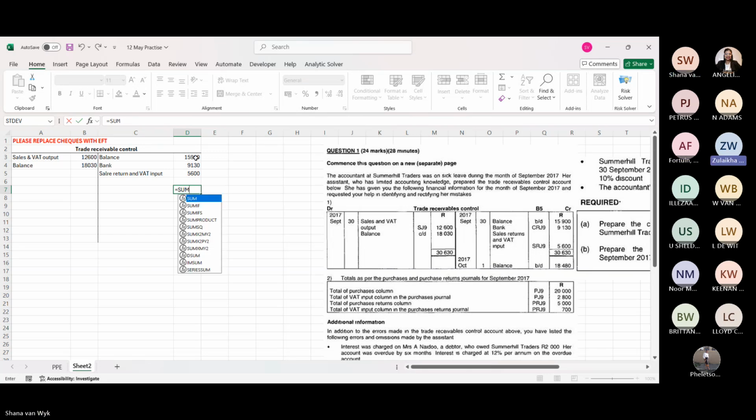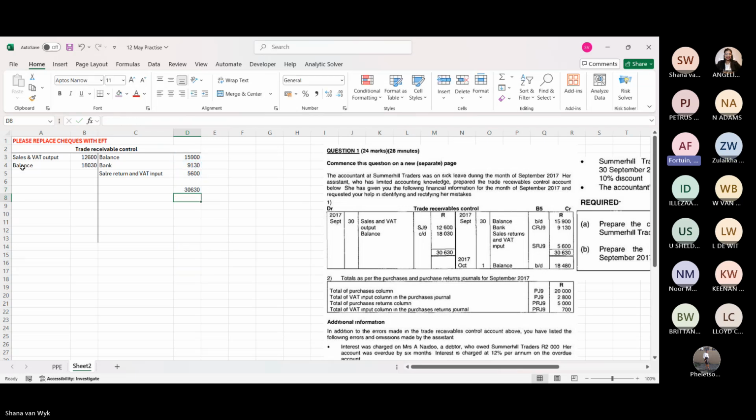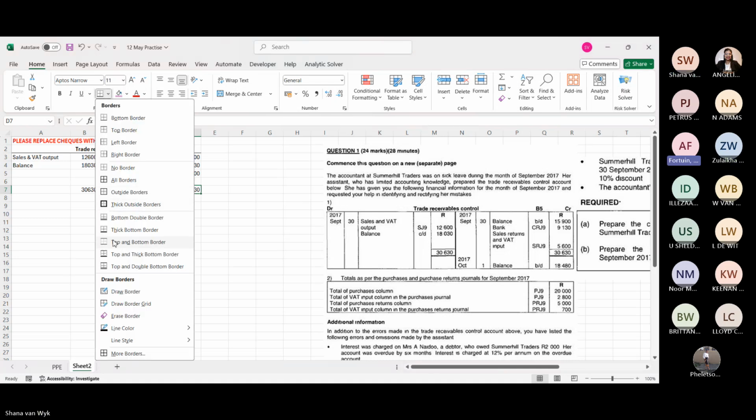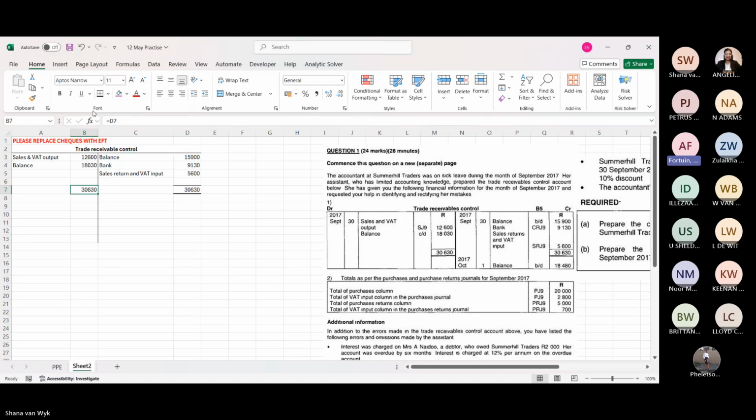Go auto sum right down to the bottom. Oh, we must. Yes, we must because it's coming back to us. Oh, sorry, I'm looking at this credit side. Sorry, Shana. Okay, we're good. You had me doubting myself there for a minute, Aziza. Yeah, no, I'm right. I'm looking at sales return. Why is it on the credit? Sales and VAT, that I read wrong.